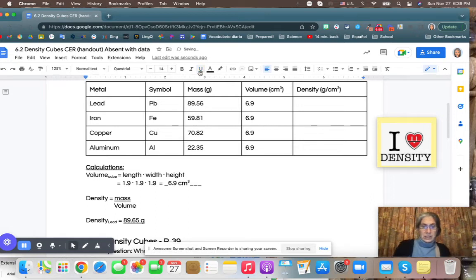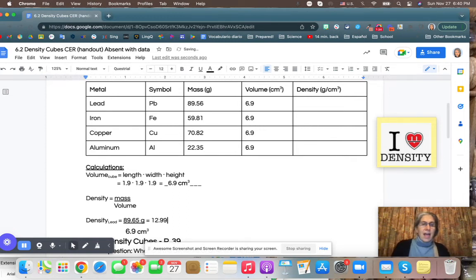The volume was 6.9 centimeters cubed. So then I'm going to calculate that out. I'm going to put into my calculator 89.65, and then that bar tells me to divide by 6.9. And I get 12.99. So let's just say 12.99.